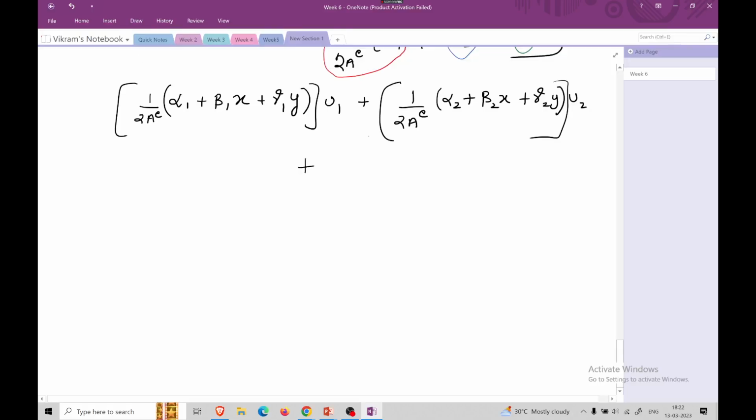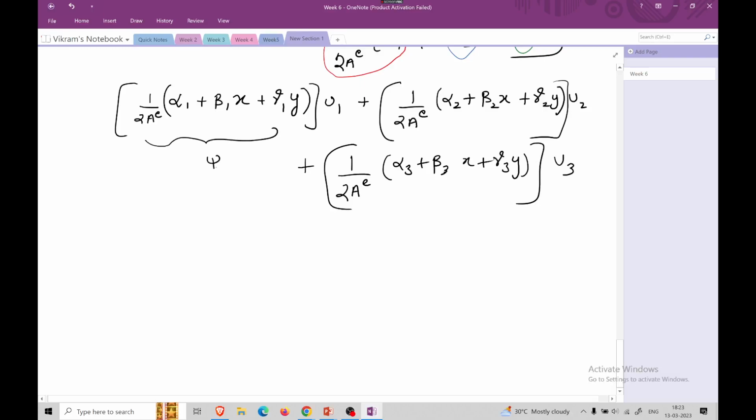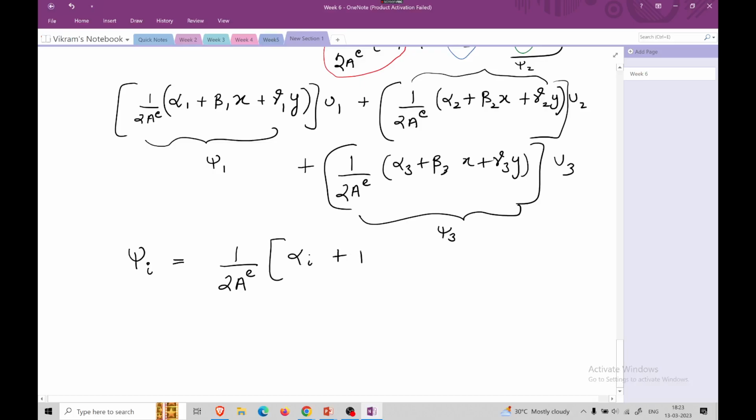I will again write it as 1 by 2AE into (alpha 3 plus beta 3 x plus gamma 3 y) into U3. So this is going to be my first step function psi 1. This whole term is going to be psi 2. This whole term is going to be psi 3. Since the formula for psi 1, psi 2, psi 3 is very similar, I can generalize it as some psi I, which is 1 by 2AE into (alpha I plus beta I x plus gamma I y). So what is my alpha I, beta I, gamma I?